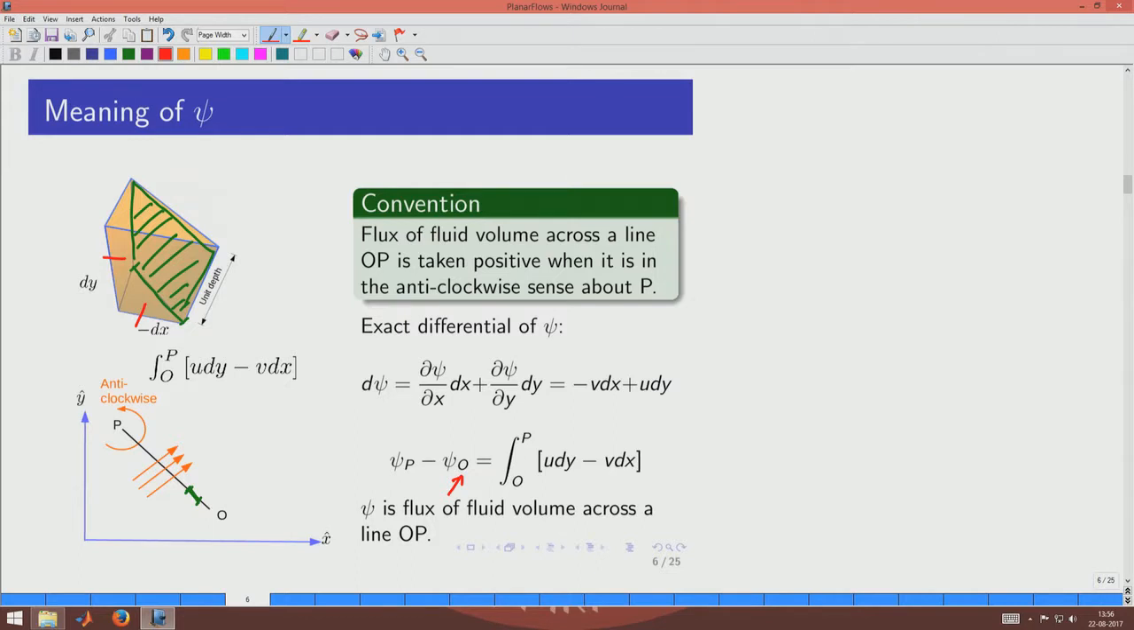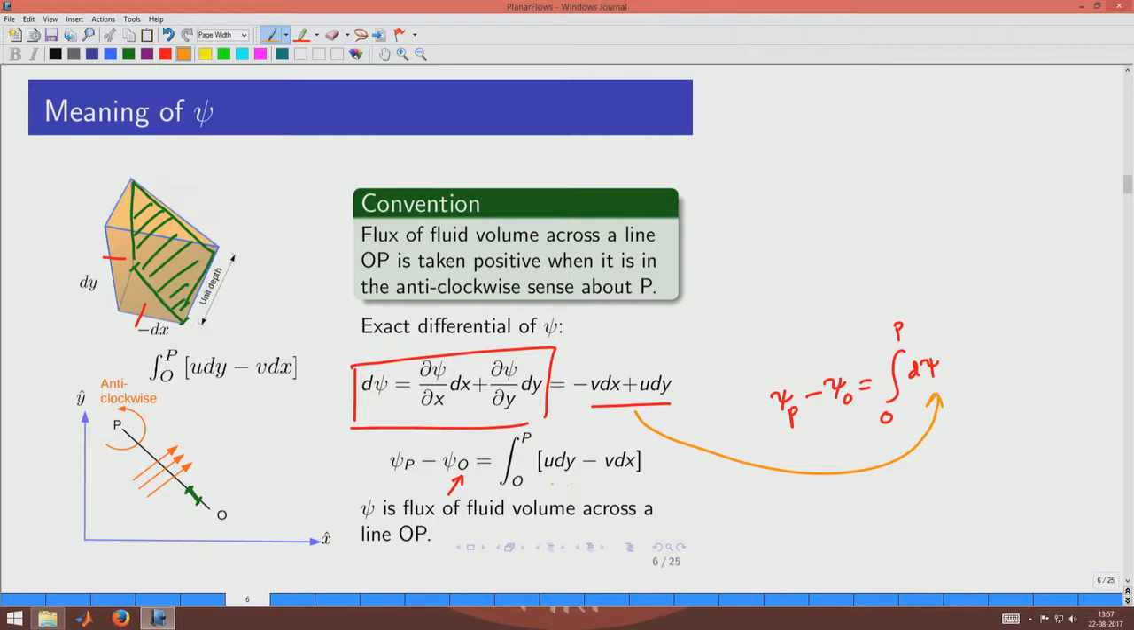You see that psi is actually a well-behaved function. So, you could write the exact differential of psi in this manner. It is now a function of x and y, so you could write it like that. When you write it like this, you can already see that the two differentials can be expanded, and you now have this expression. Because this is an exact differential, you could say that psi P minus psi O is nothing but the integration from O to P of d psi. Now, d psi is already available to us, so that is what we plug in here, and that is what we have written here.